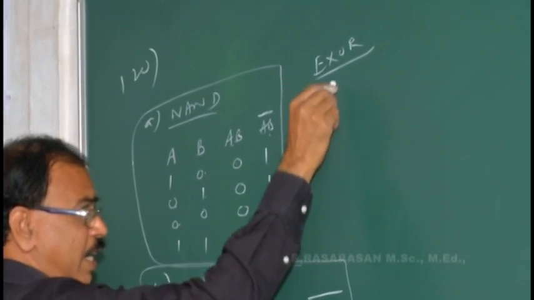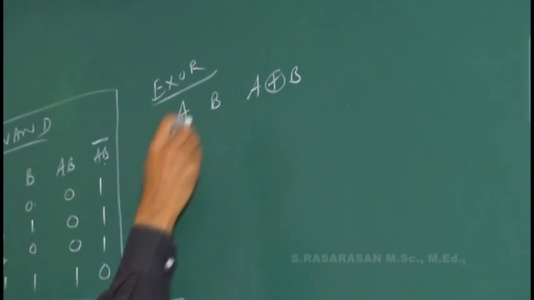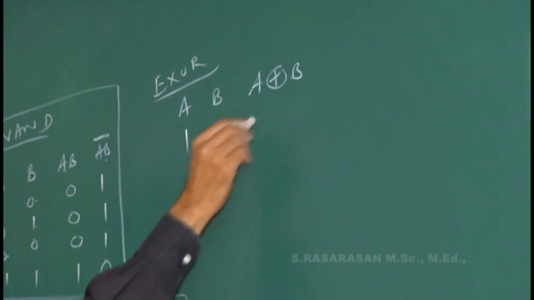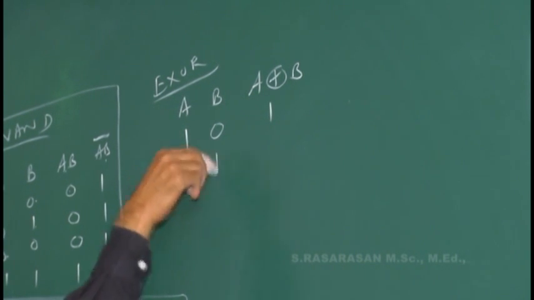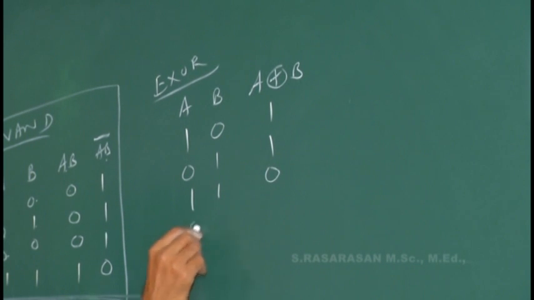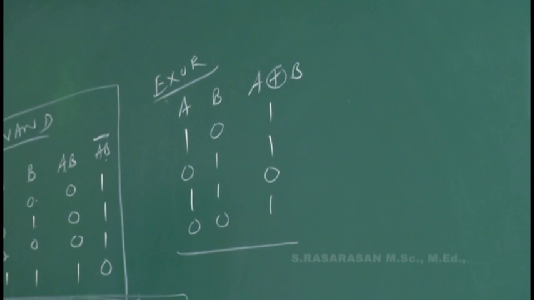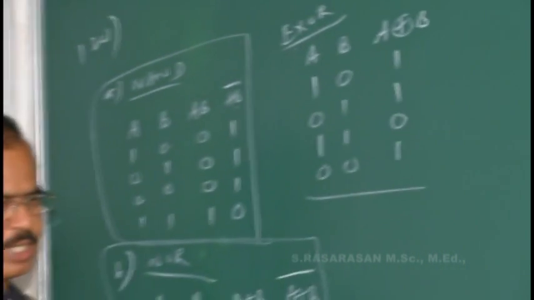In the XOR function, A XOR B. 1 XOR 0 is 1, 0 XOR 1 is 1, 1 XOR 1 is 0, 0 XOR 0 is 0. The reason: in an XOR gate, the output is obtained only when the inputs are complementary to each other.